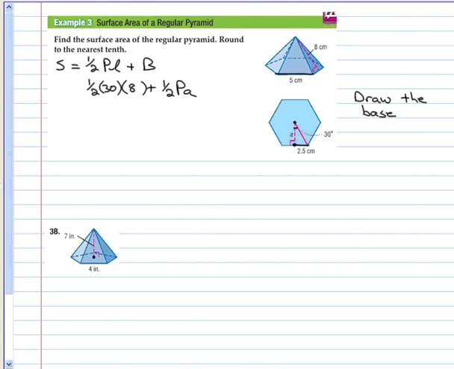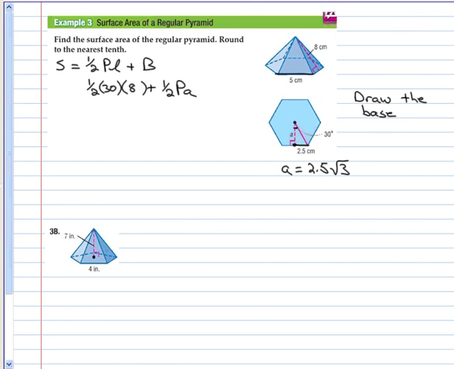So how am I going to get the apothem? We have a 30, 60, 90 triangle. Times it by square root of 3. Square root of 3. I've got a special triangle, so I don't need to use my trig ratios. I can just take the short leg, 2.5, times the square root of 3, and I have the apothem.